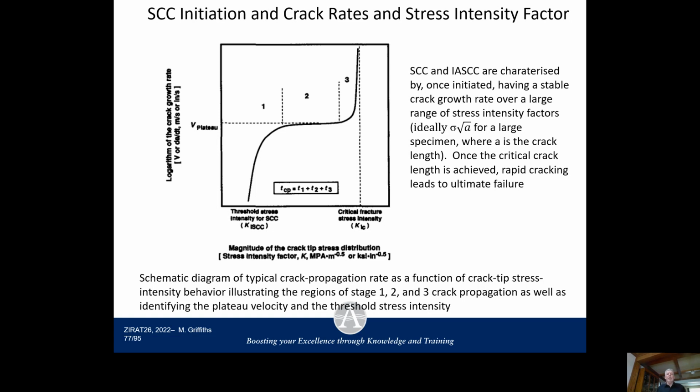So we end up with this condition where if it's a blunt crack or a free surface, you won't get any cracking formed, but at a certain point you can get some cracking started, and once you get the cracking, it progresses in a more or less constant manner until you exceed the threshold for brittle failure.